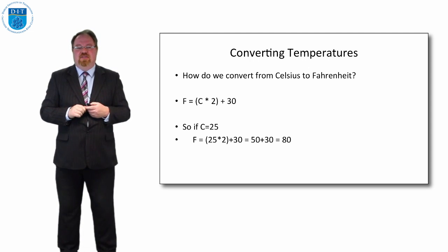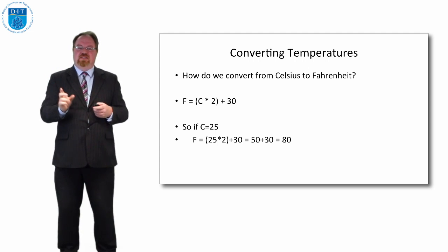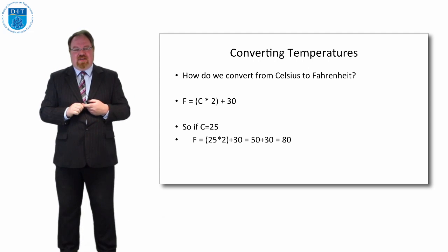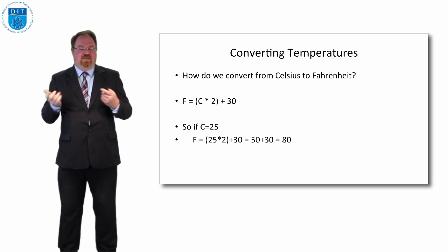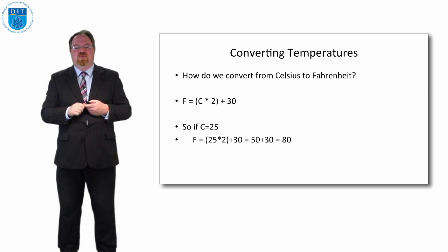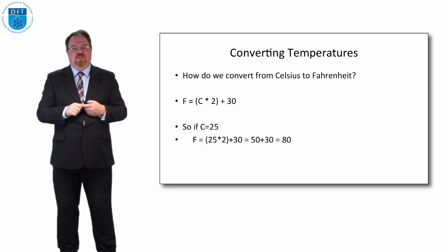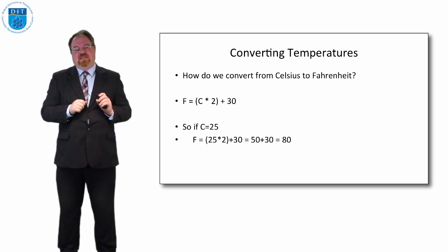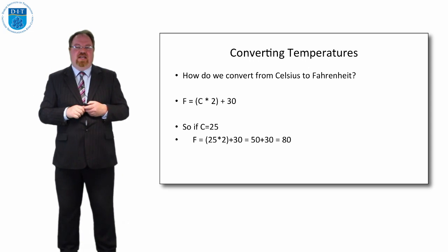If we want to convert a temperature from Celsius into Fahrenheit, for example, there's an equation that explains how to do that, and the equation is the Fahrenheit value is double the Celsius value and add 30 on. So let's say, for example, if the Celsius value was 25, then the Fahrenheit value is 25 by 2, which is 50, add 30 on, which is 80. So 25 degrees Celsius is 80 degrees Fahrenheit.